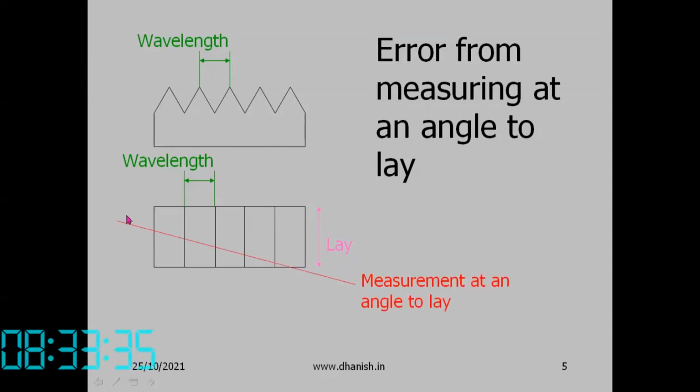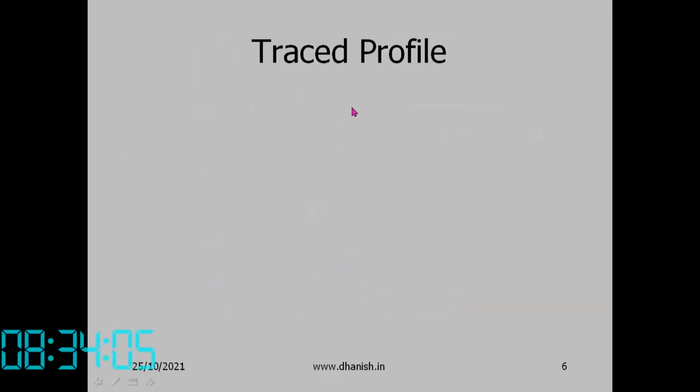If we cut the surface at an angle to this lay, it should be perpendicular. If it is at a different angle, then the apparent wavelength will change. And of course, when we do filtering, the wavelength that we capture will change. If we choose a different wavelength, the wavelength shown will be different.